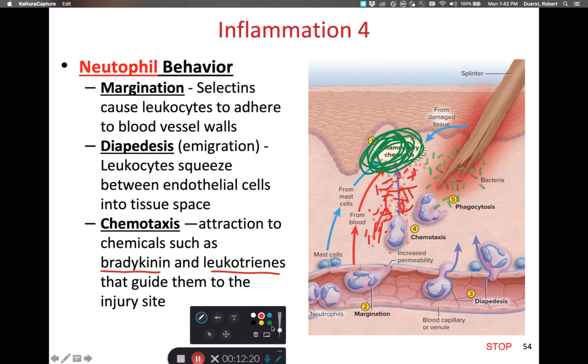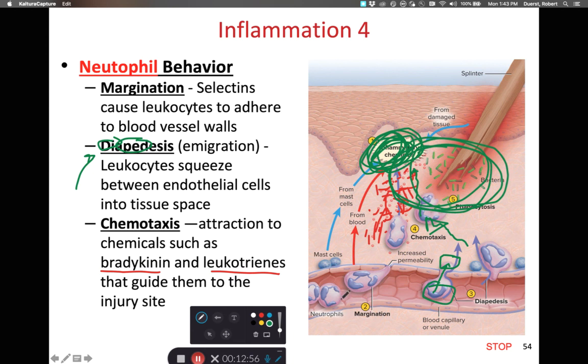And in response to that, the neutrophils will go through diapedesis, dia meaning two, ped meaning foot, and this diapedesis process is when we have the neutrophil squeezing itself through the endothelial cells, and it looks like one or two big feet to the cell. And then the neutrophil is going to be attracted to areas of higher chemical concentrations, higher bradykinin or leukotriene concentration, as we go through chemotaxis, and they are attracted to the site that has lots of bacteria from that injury.